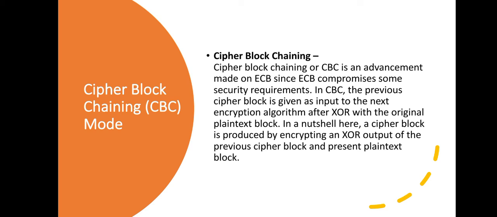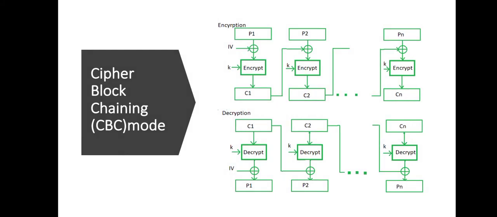Here there is no direct relationship or correspondence. Why? Because in CBC the previous cipher block is given as input to the next encryption algorithm after XOR with the original plain text block. In a nutshell, here a cipher block is produced by encrypting an XOR output of the previous cipher block and the present plain text block. Let's see the diagram.